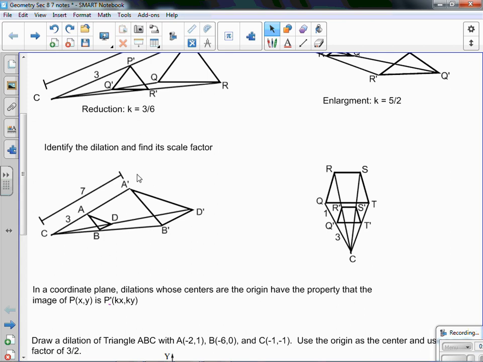These are our prime points, A prime, B prime, D prime, and then we've got A, B, and D here. So the original points make a little triangle. The prime points make a big triangle, so that would be an example of what? Reduction or enlargement? It's an enlargement.